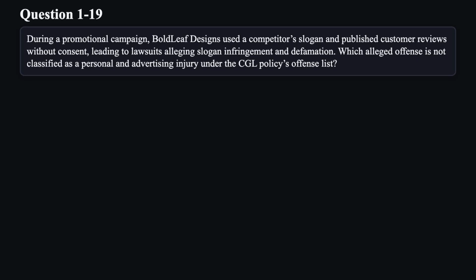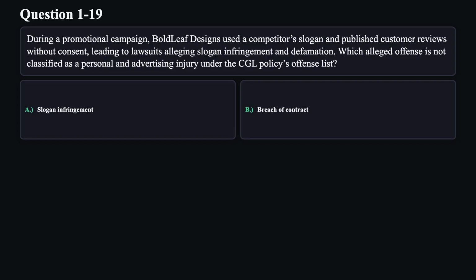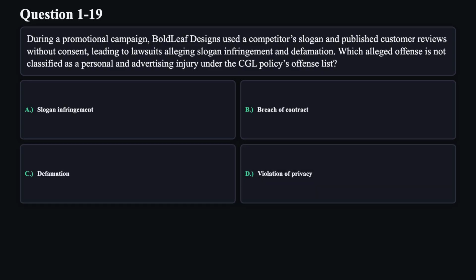Question 19. During a promotional campaign, Bold Leaf Designs used a competitor's slogan and published customer reviews without consent, leading to lawsuits alleging slogan infringement and defamation. Which alleged offense is not classified as a personal and advertising injury under the CGL policy's offense list? A. Slogan infringement. B. Breach of contract. C. Defamation. D. Violation of privacy.